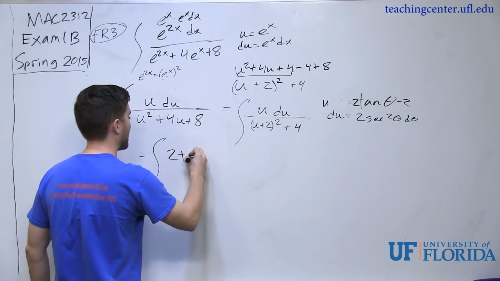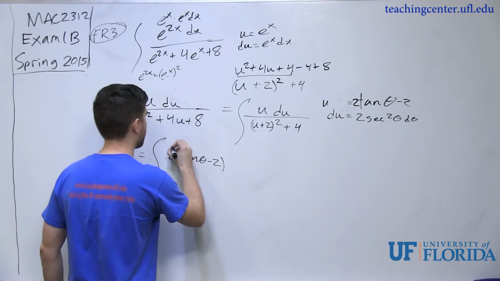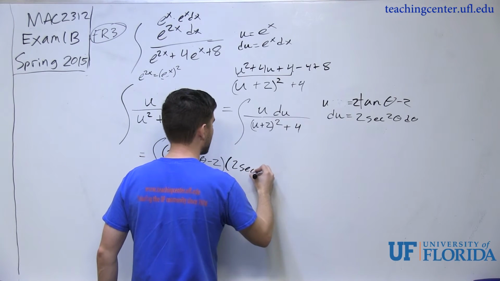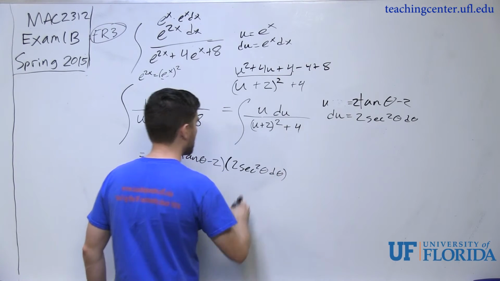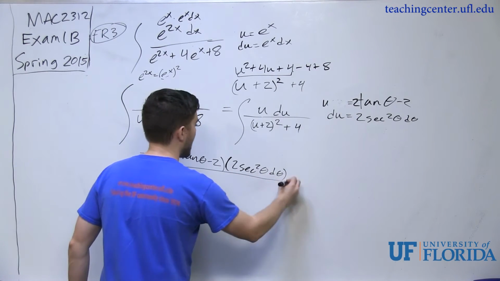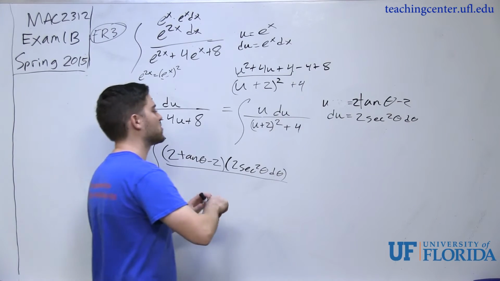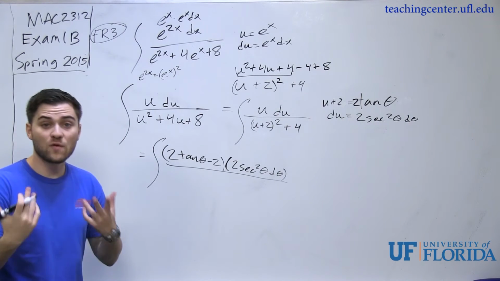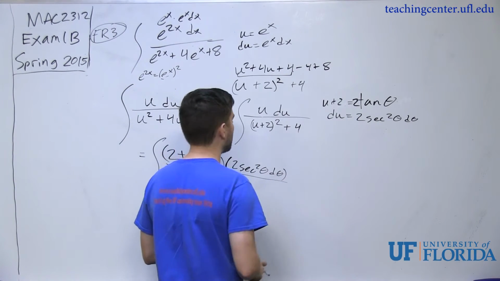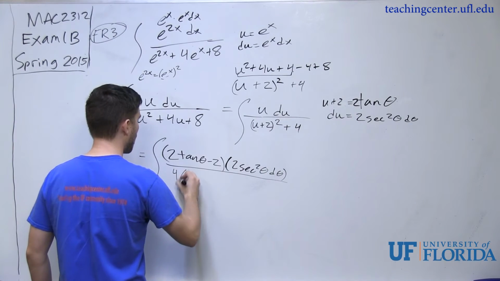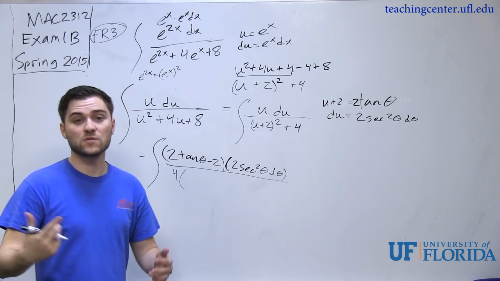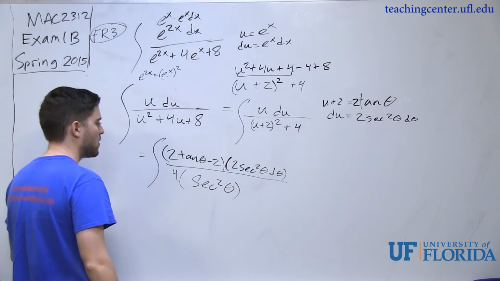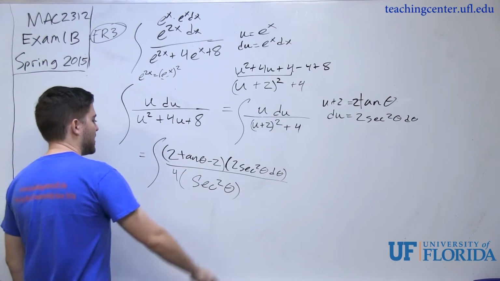So I can go ahead and plug that in. And that's multiplied by 2 secant squared theta d theta. So this term is distributed throughout. And on the bottom here, I have u plus 2 quantity squared, which we knew was 2 tan theta. So if I square that term, I end up with 4 tan squared theta plus 4. I pull out a 4. Tan squared theta plus 1 is equal to secant squared theta.